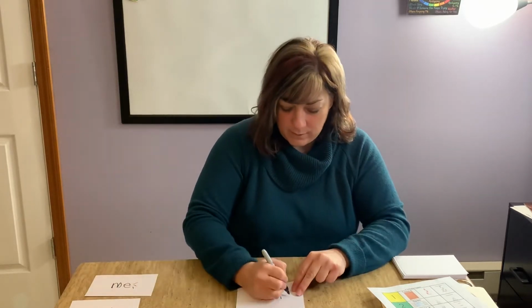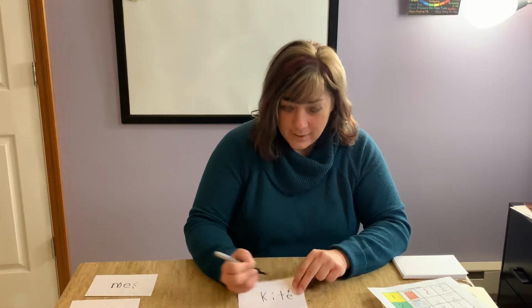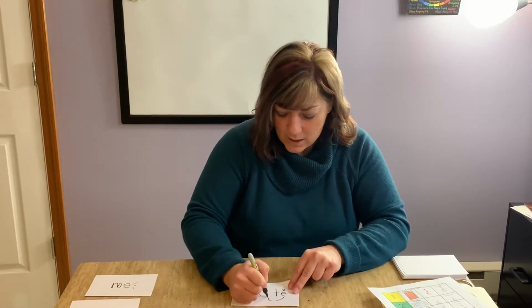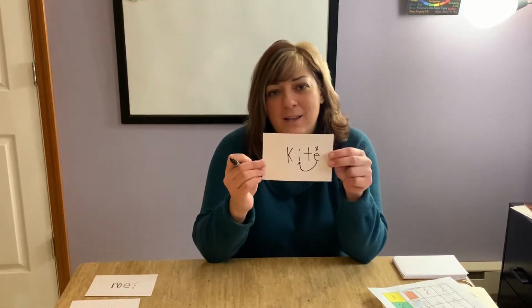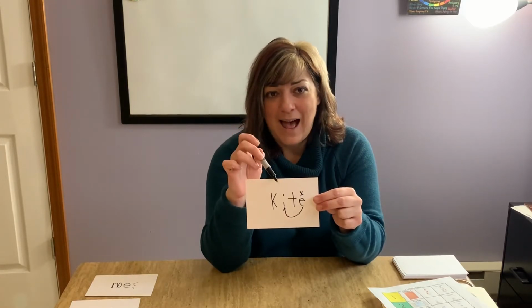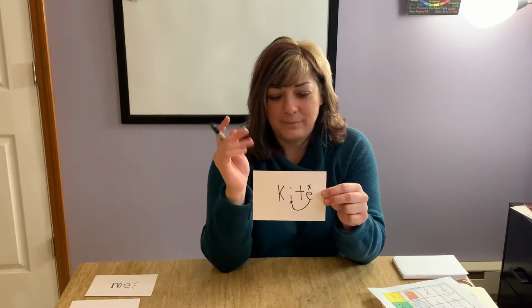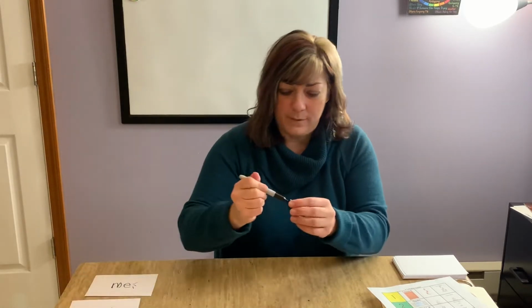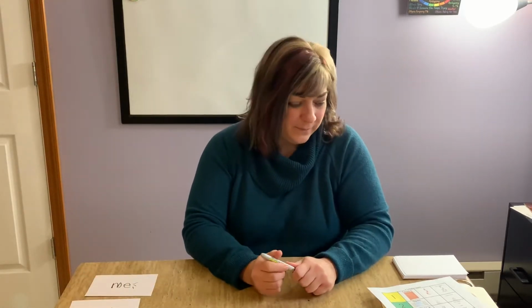Now, what happens when we put the E on the end? That E becomes silent and gives all of its power to that I. So now that I gets to say its name. So we have kite. And those are examples of magic E syllables.